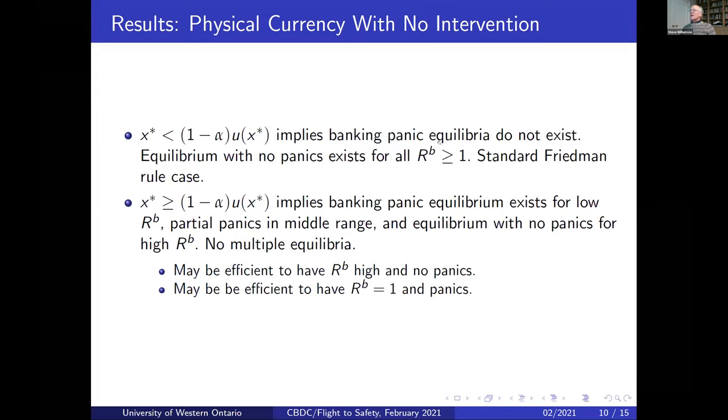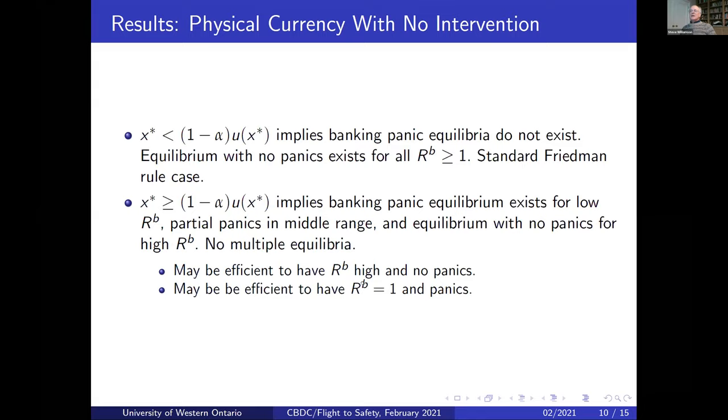The interesting case is this one. Alpha is large enough that this condition holds, and then you'll get banking panic equilibria. At a low nominal interest rate, you'll get these panic equilibria where everybody runs. And there's a middle range for the nominal interest rate where you'll get some people run and some don't, and they're indifferent. And then if the interest rate is high enough, you get no panics.